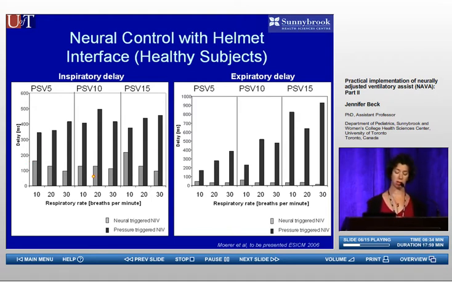What you can see here is that independent of what pressure support level you use or what respiratory rate, the inspiratory delay, so the time between when the diaphragm begins to be active and when the ventilator starts giving the assist, is reduced when you use a neural trigger. And it's even more striking, as Christer showed in his previous slide, that the expiratory delays, when you cycle off with the neural activity, are also much shorter with the neurally controlled interface.